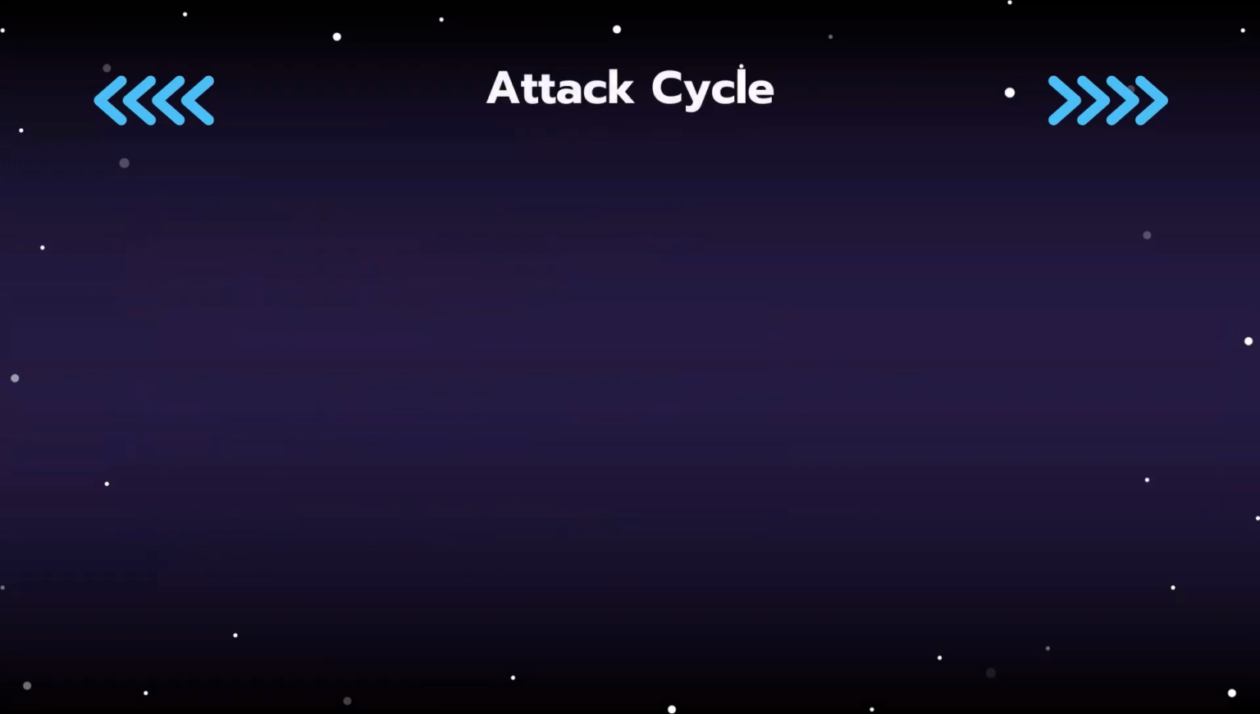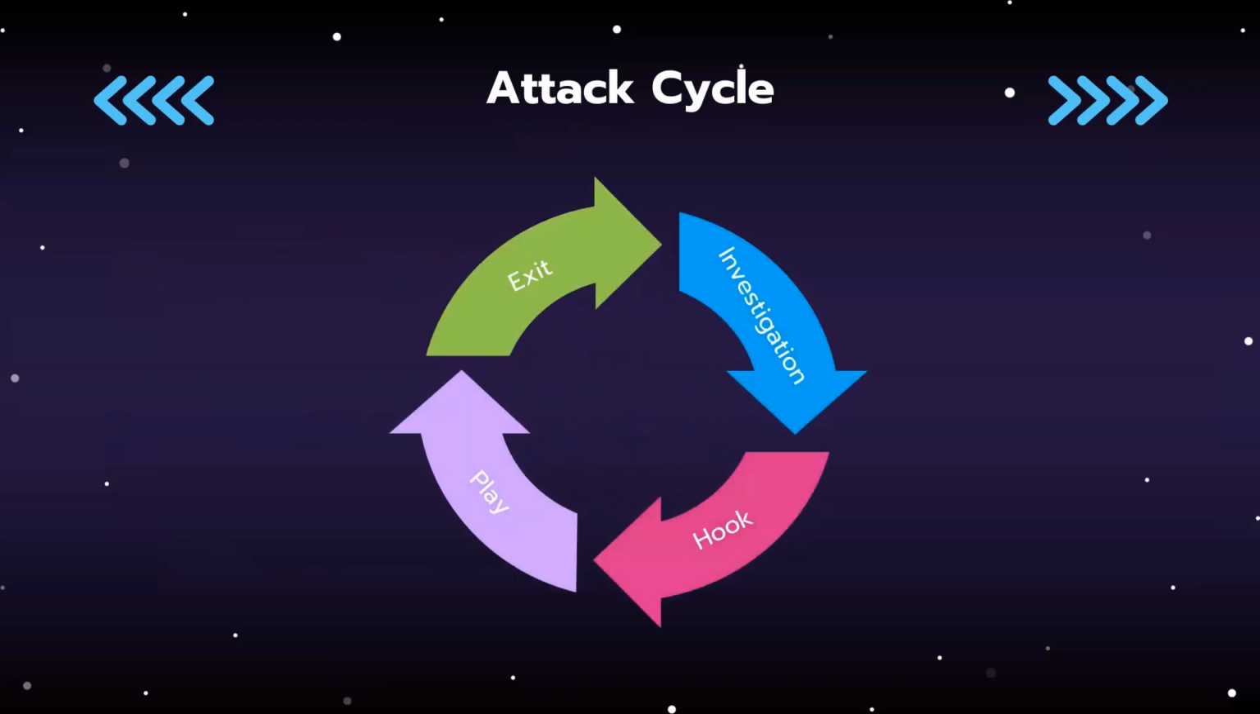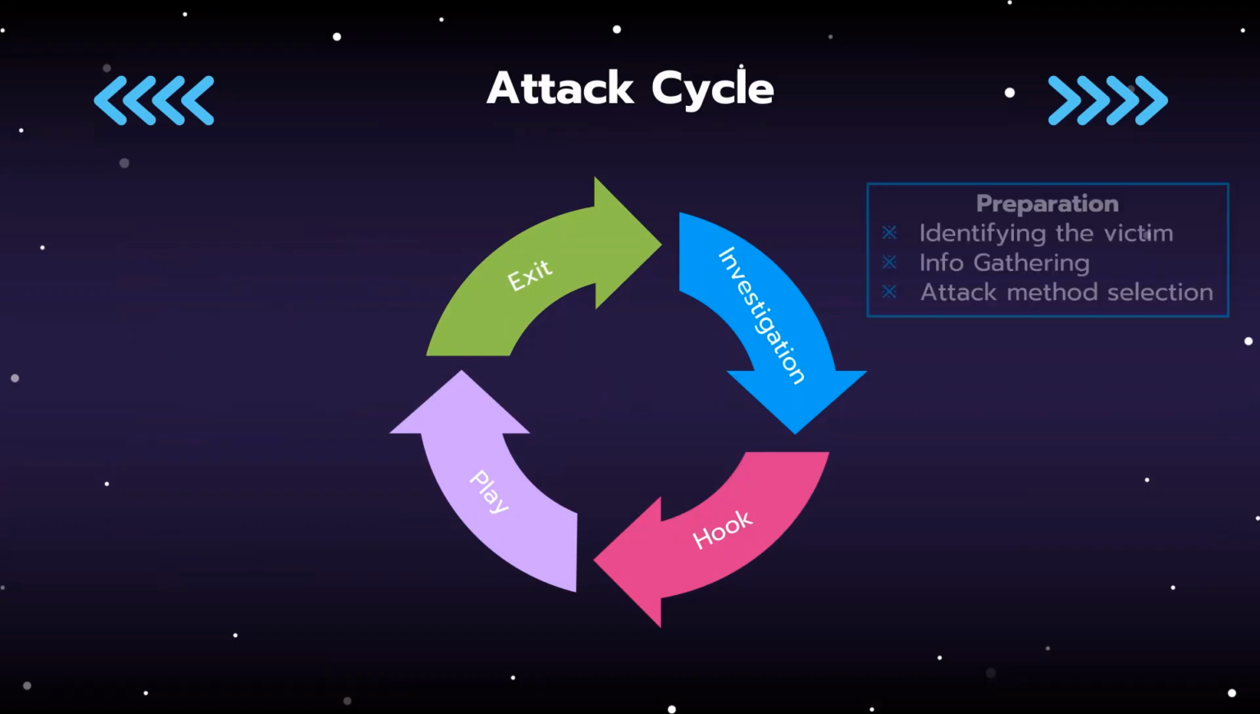Now, let's take a look at how a social engineering attack takes place. It's a very simple process, but as you probably realize by now, very powerful. There are four main phases: investigation, hook, play, and the exit. In phase one, the investigation, our attacker will identify who the victim is, and they will get all the information they possibly can on them, so they can then select the method of attack.